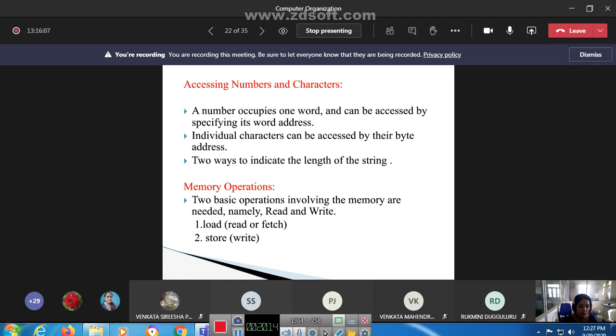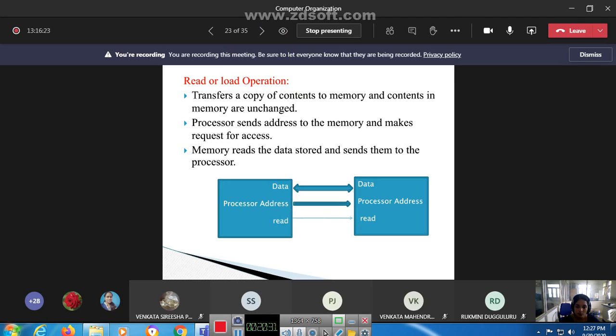So there are two basic operations we require in memory access. That is load, which we can also say is read or fetch. The second one is store, which we can say is write. Now we are going to explain the load and store operations.